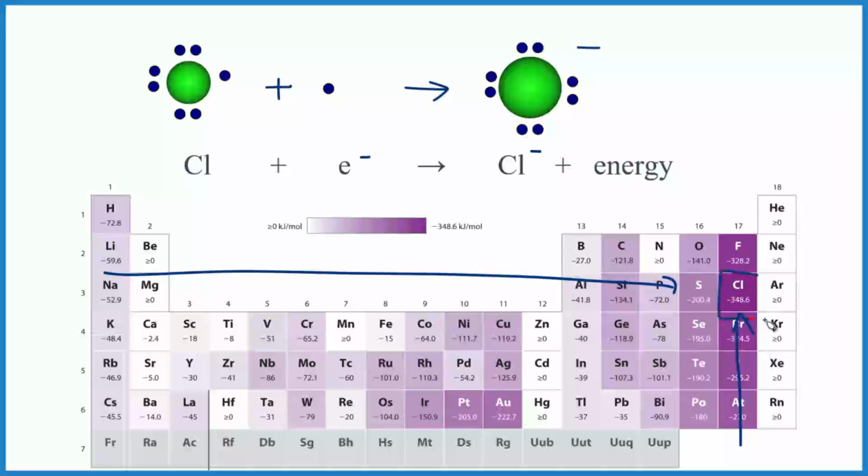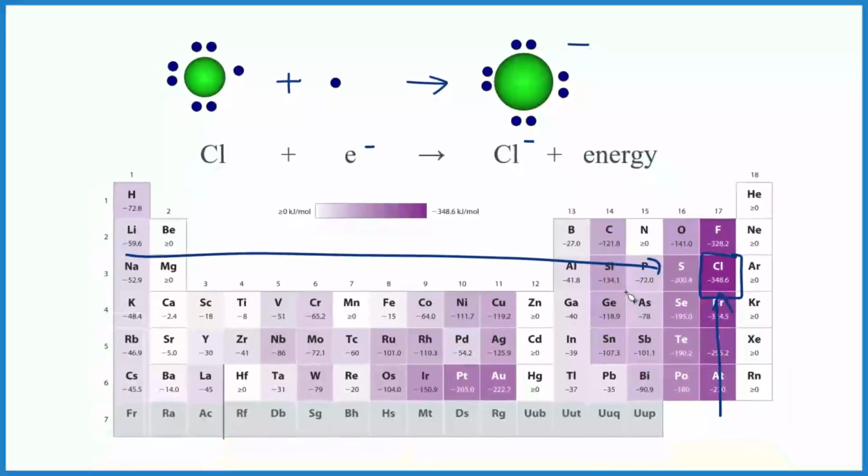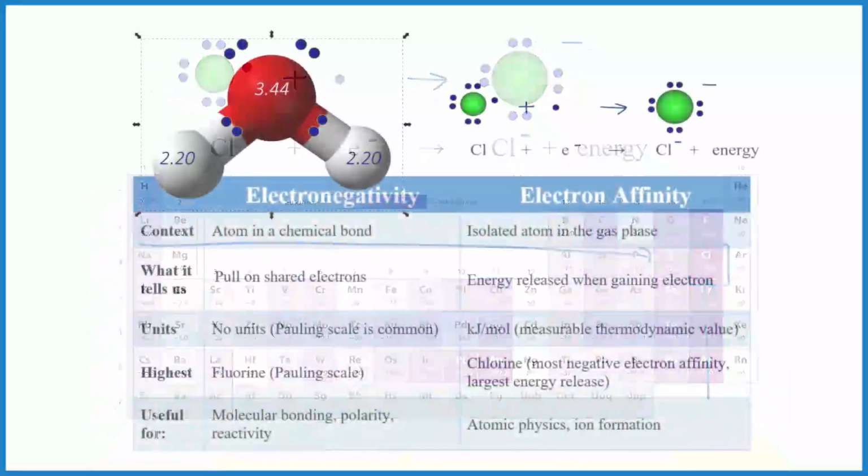Chlorine, that's the highest. It has the highest electron affinity. Note that electron affinity has a negative sign in front of it. That's a thermodynamic convention. So fluorine is negative 328. Chlorine is negative 348. We say it has a higher electron affinity. So same trend with more exceptions for electron affinity, but very different ideas.